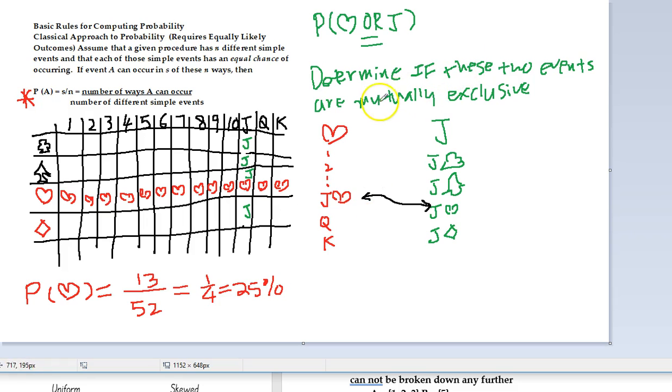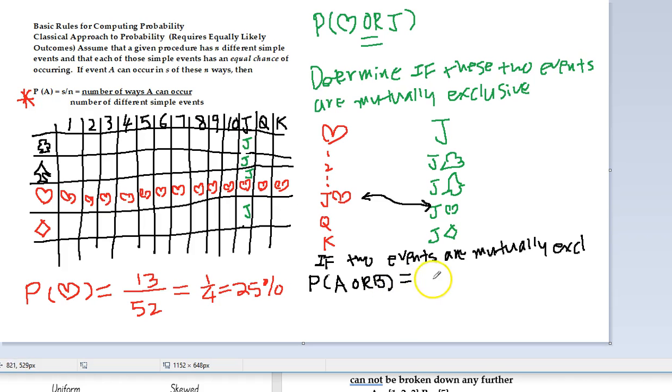Now, if two events are mutually exclusive, then you have to write it like this: the probability of event A. Let's say we have two events, A and B, just like the heart and Jack. A or B.